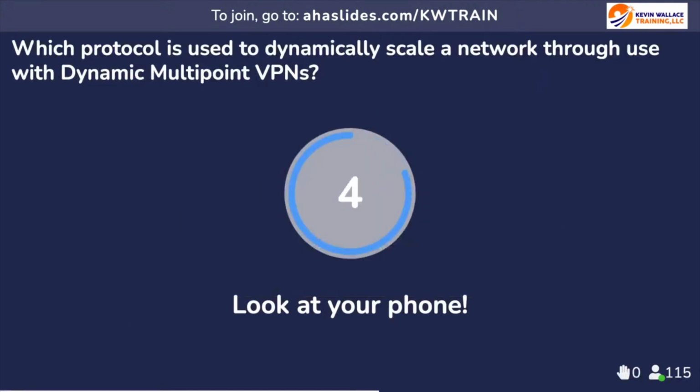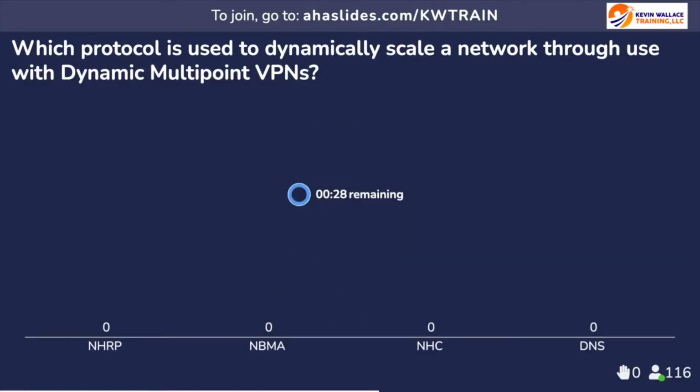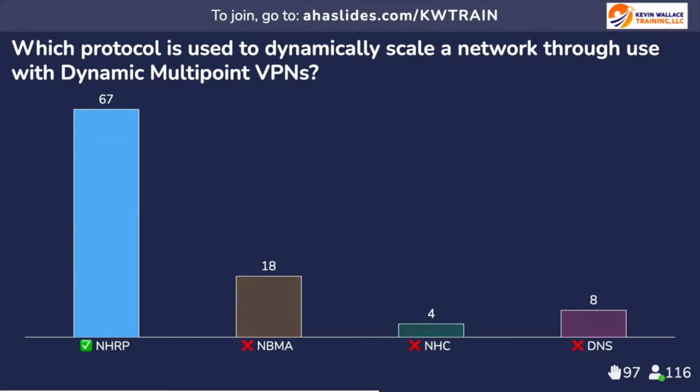On to question number 20. Which protocol is used to dynamically scale a network through use with Dynamic Multipoint VPNs? Is it NHRP, NBMA, NHC, or DNS? And time is up. Again, it looks like most of you folks got that one as well.